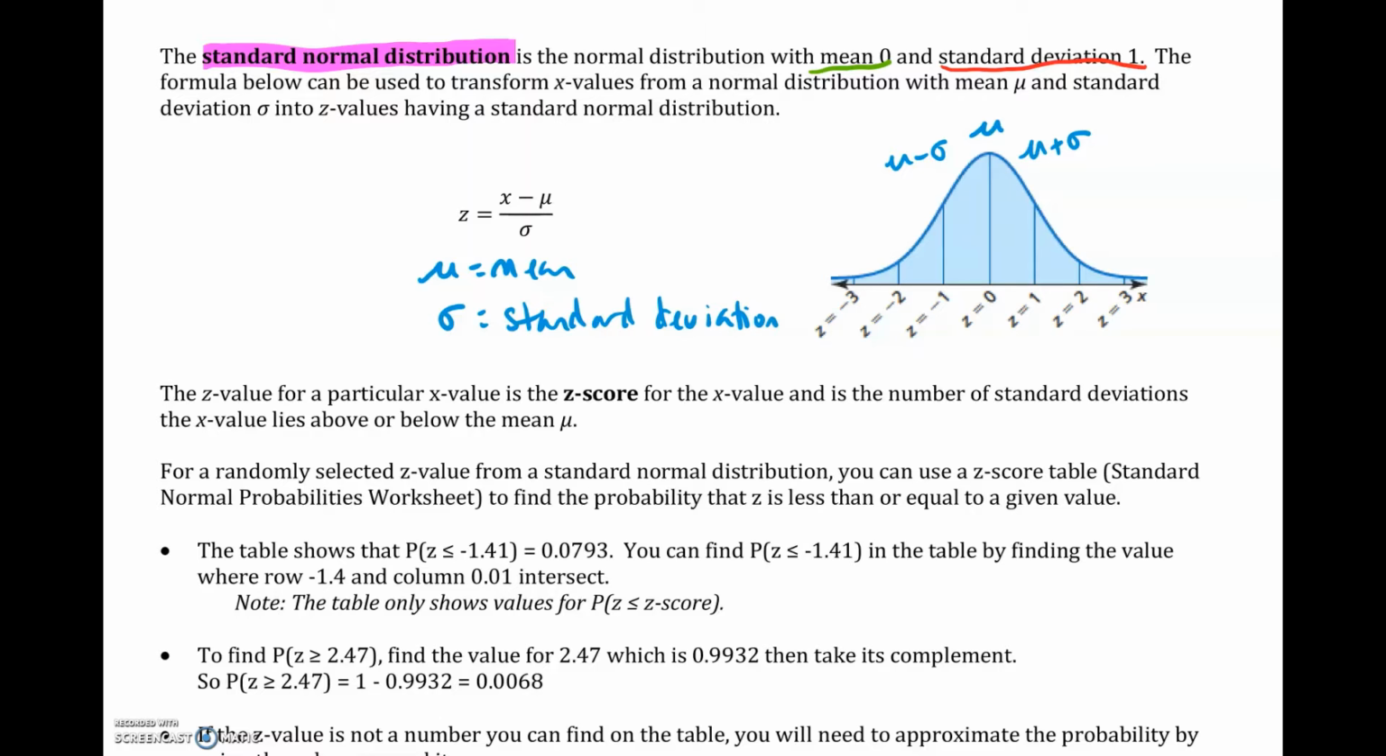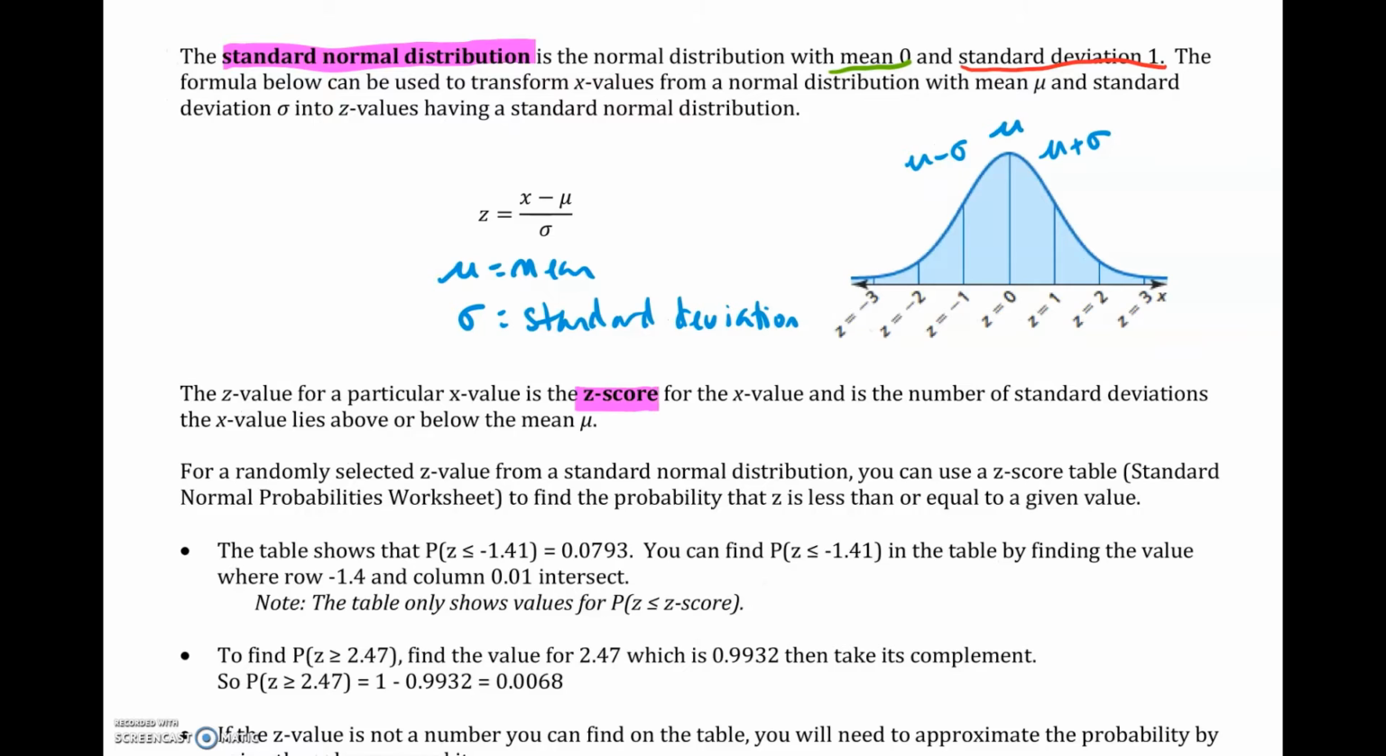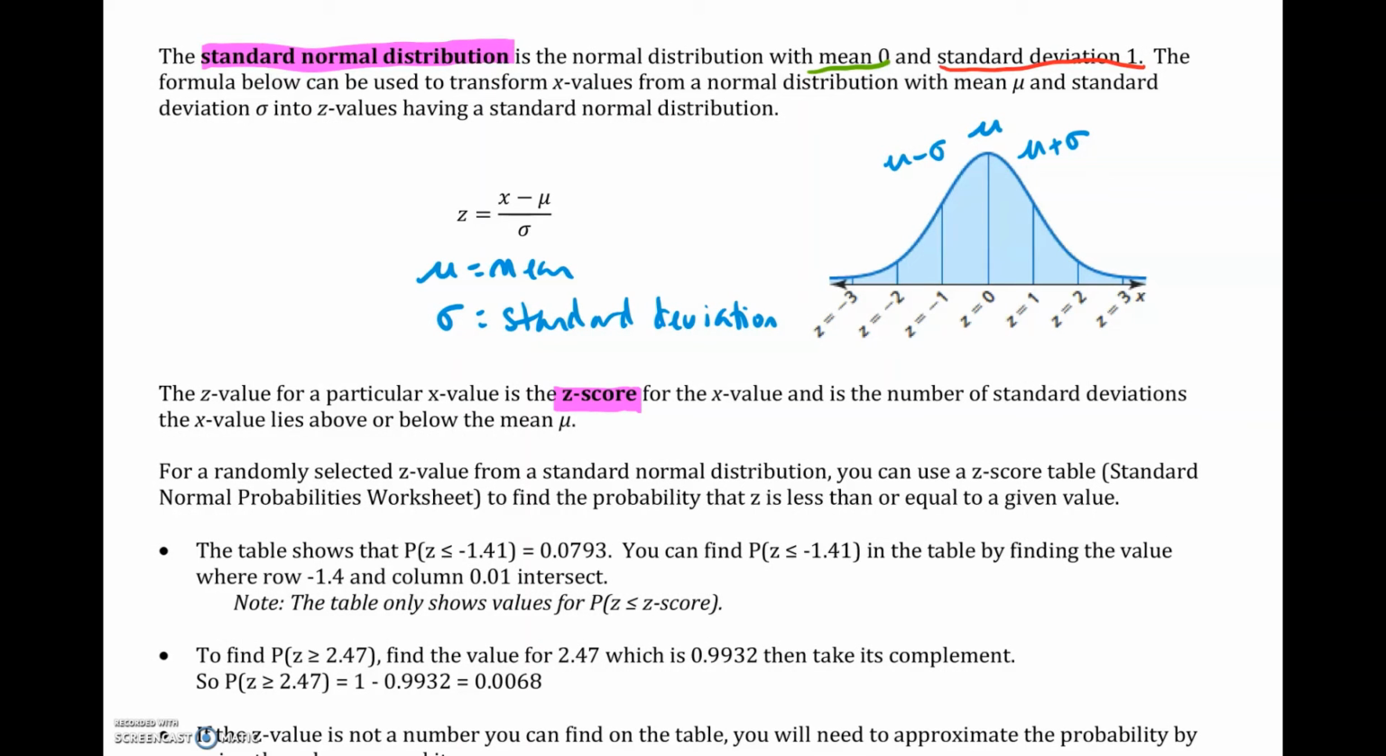And technically sigma is the population standard deviation. I know I mentioned this before, S being sample and sigma being population, but really for our purposes, just remember it's standard deviation. Okay, and X is of course your data value. So once we actually put our values into that formula, we create what we call the z-score. The z-score for the X value is calculated using that formula, and it's the number of standard deviations the X value lies above or below the mean.